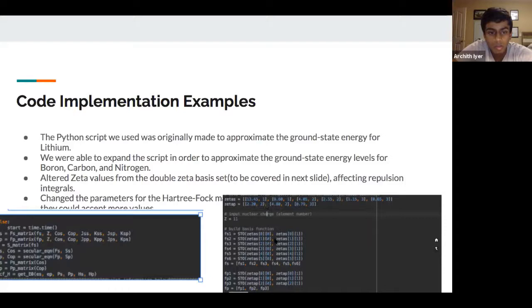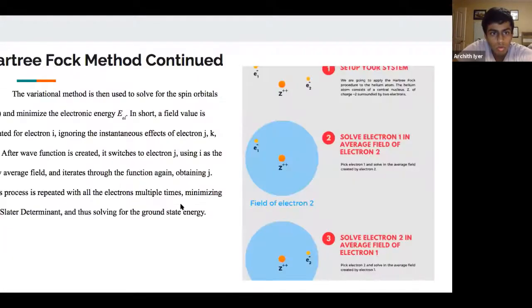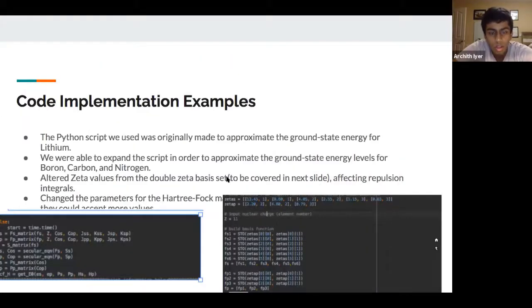So here are some examples of the code, and that is weird because, oh my God, sorry. That should not have been cut off, but I guess it happens.